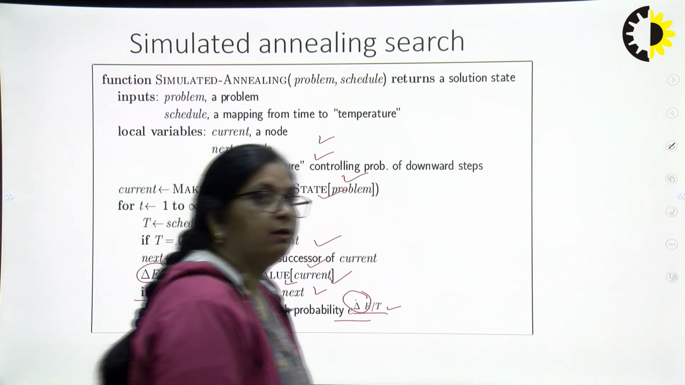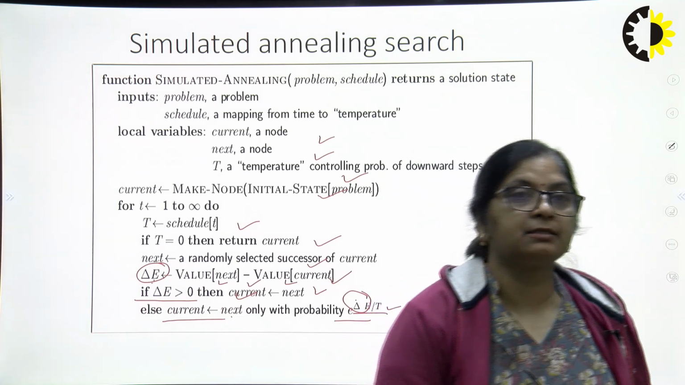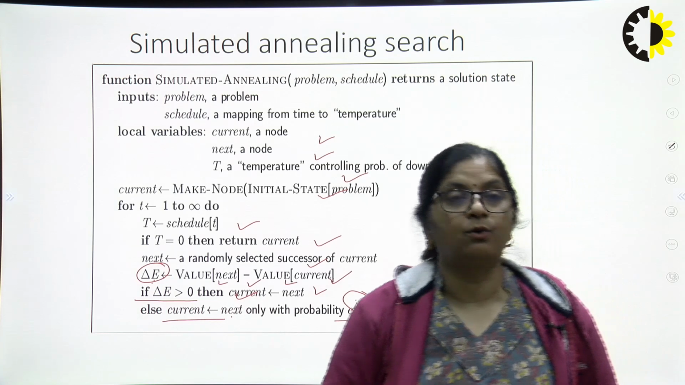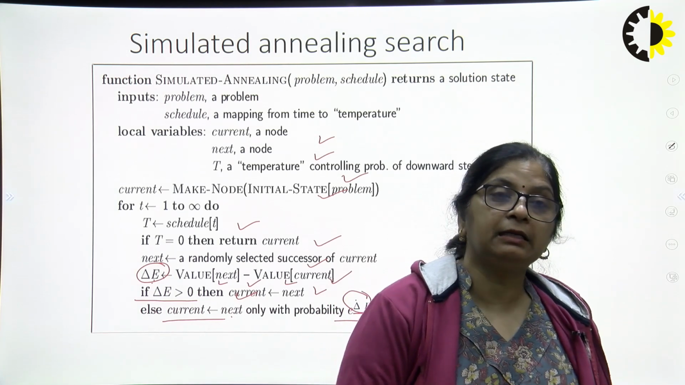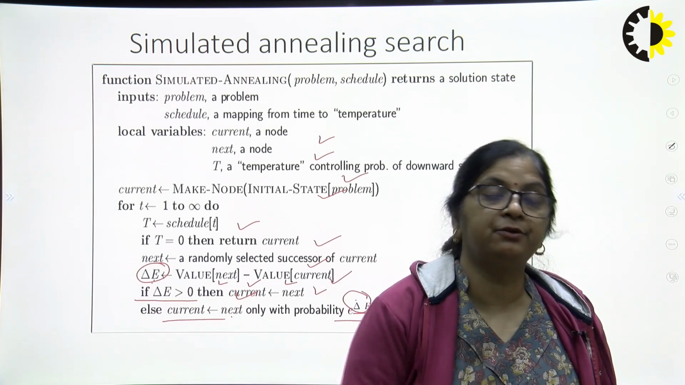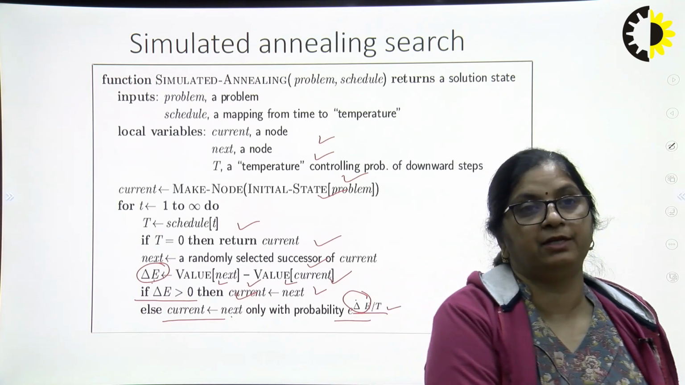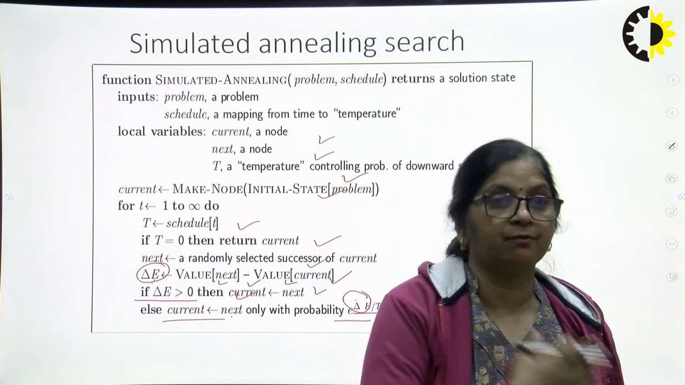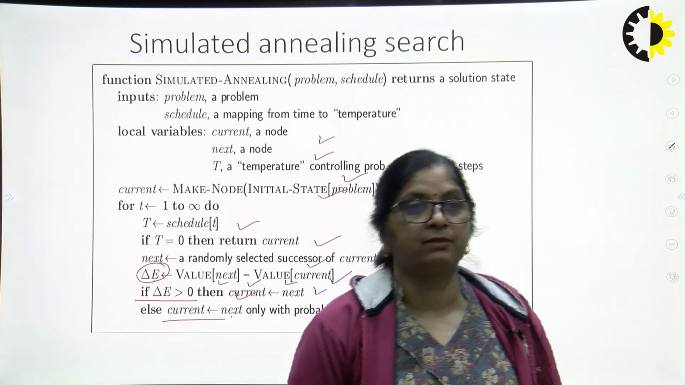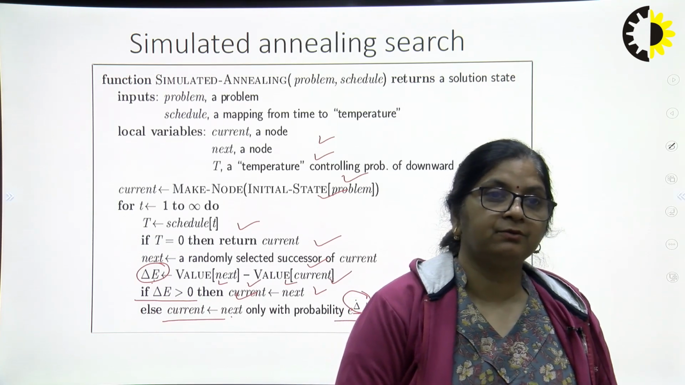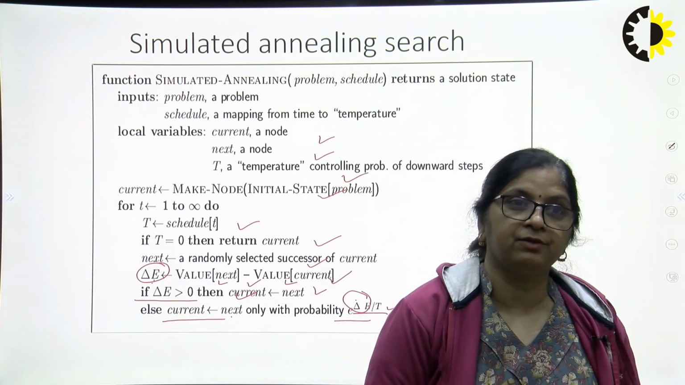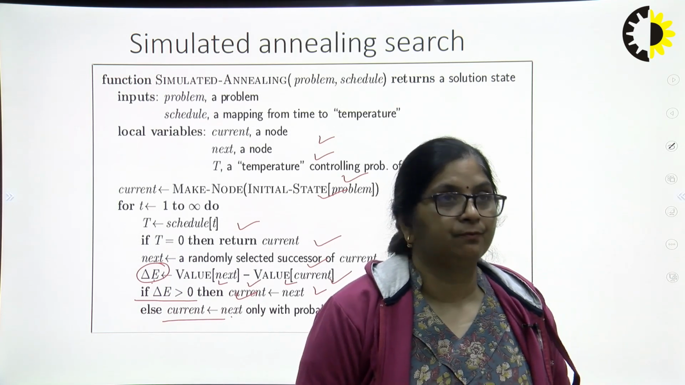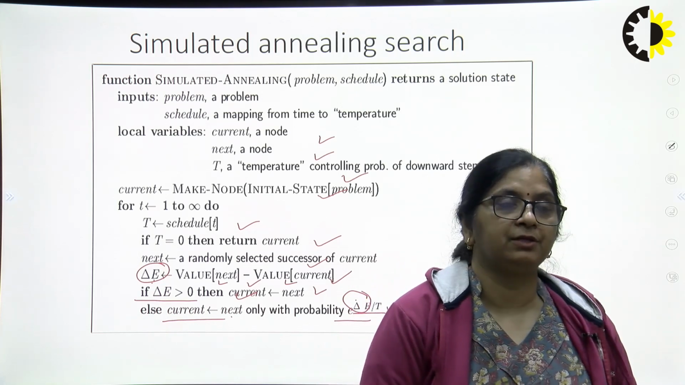This way we apply simulated annealing search, and we are able to come out of the local maxima. So in hill climbing search, we have tried to simulate the process of annealing. So it is able to come out of the local maxima and may reach the global maxima. In this video, we talked about the local search techniques of hill climbing search and simulated annealing. Thank you.